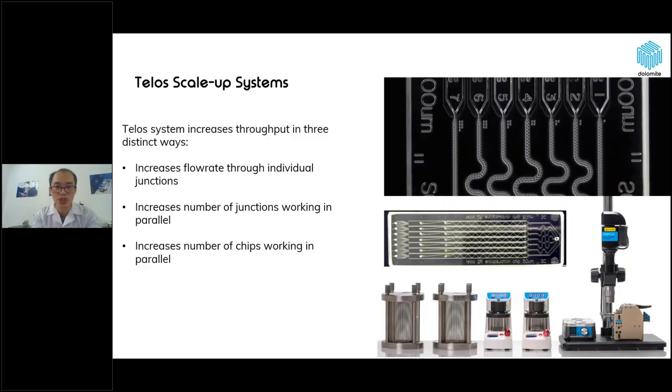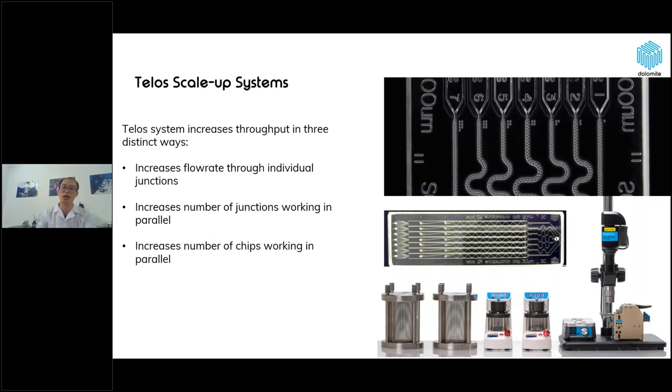And for scale up solution for nanoparticle generation, we have a Talos system. The Talos system increases the output in three distinct ways. It could increase the flow rate through individual junctions, or it can increase the number of junctions working in parallel. So if you have a look in here, we have seven channel junctions that can be integrated in one chip, and it can be working in parallel. And the output of the system can be increased by increasing the number of chips working in parallel.